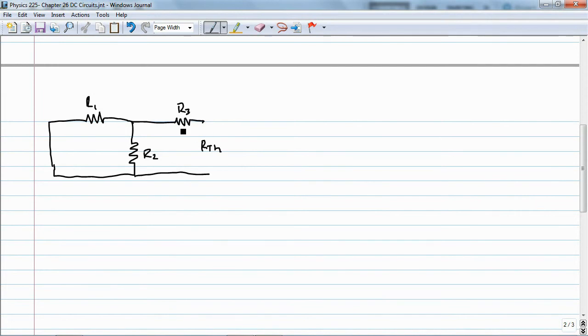And it should be clear that I can move this resistor back over on this side. So resistor 1 and 2 are in parallel, and then resistor 3 is in series with those parallel resistors. So my R Thevenin is equal to R3 plus R1 R2 over R1 plus R2. So that was easy.